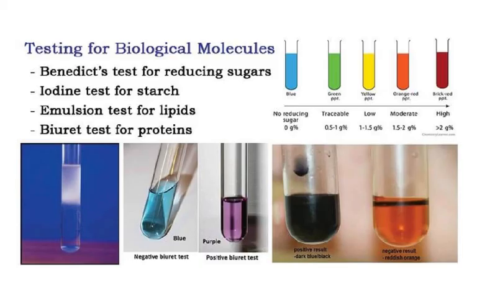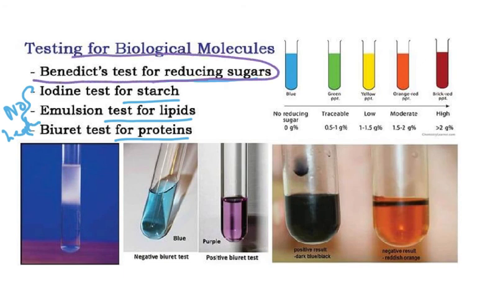And last, a quick summary of all this testing. Benedict's test is for reducing sugars. Iodine test is for starch. Emulsion test is for lipids, and Biuret test is for proteins. Now, please remember all these three, there is no heating. No heating at all. Please do not write it. The only one in which heating is involved is the Benedict's test for reducing sugar, in which we have to heat it at 100 degrees Celsius in a water bath.